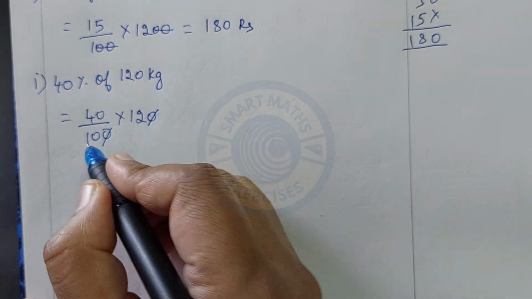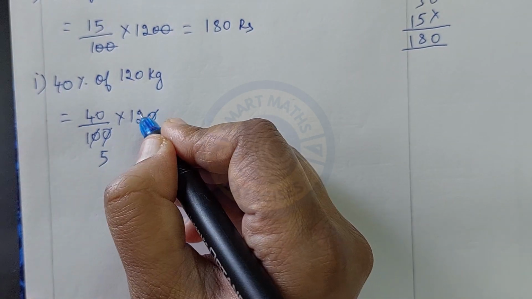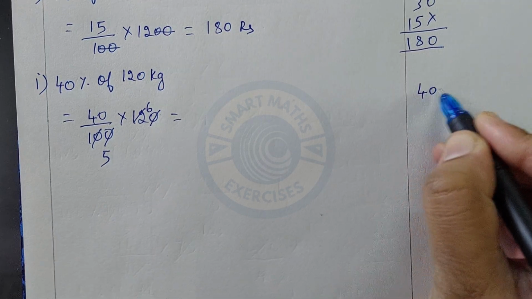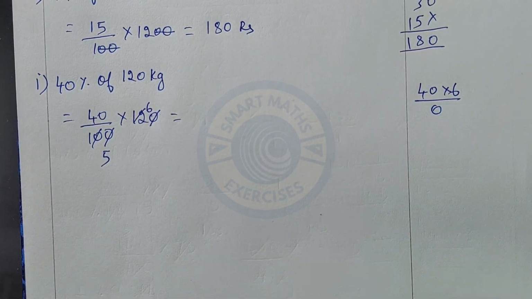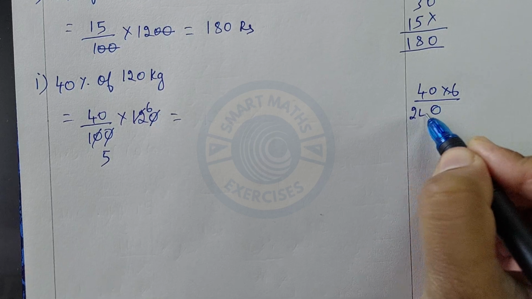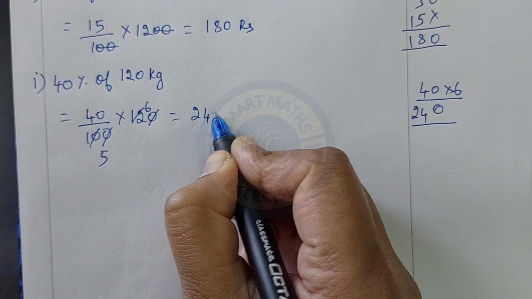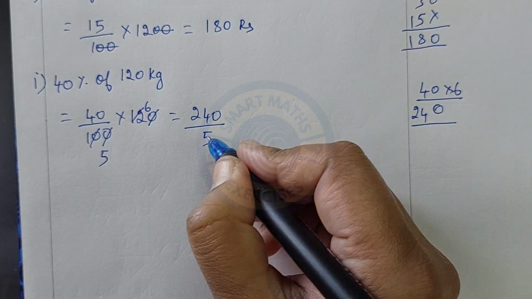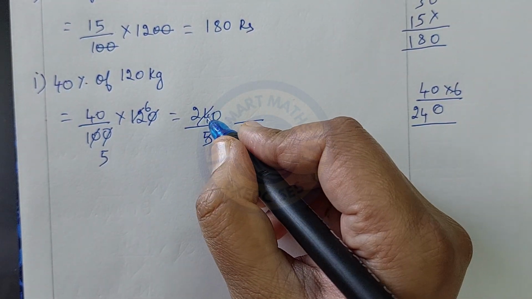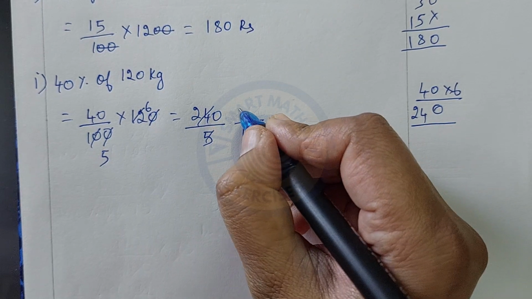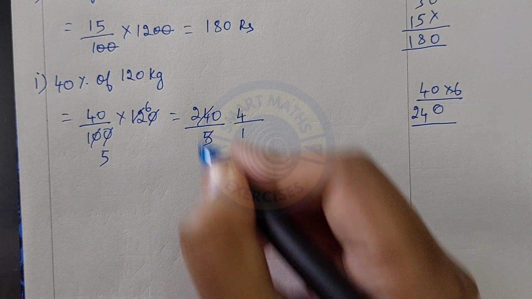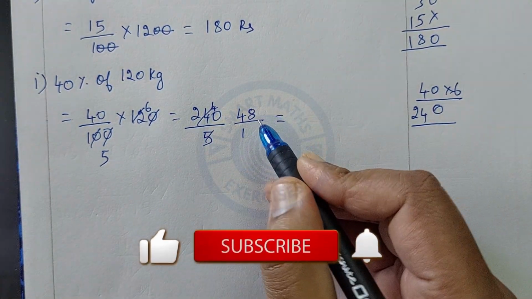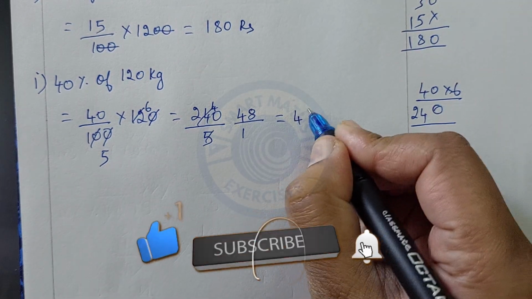10 and 12 both go in 2 table. 2 5s are 10. 2 6s are 12. Multiply 40 into 6. 40 into 6. 6 4s are 24. 240 by remaining 5. Now 240 and 5 both go in 5 table. 5 1s are 5. 5 4s are 20. 24 minus 20 is 4. 5 8s are 40. Anything divided by 1 is the number itself. So 48 kg.